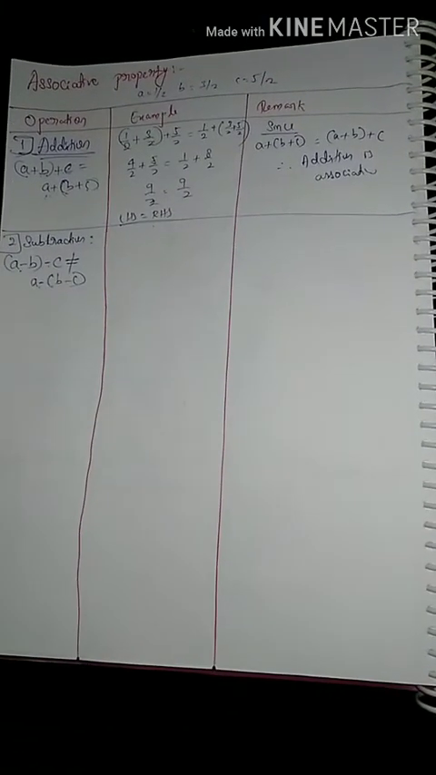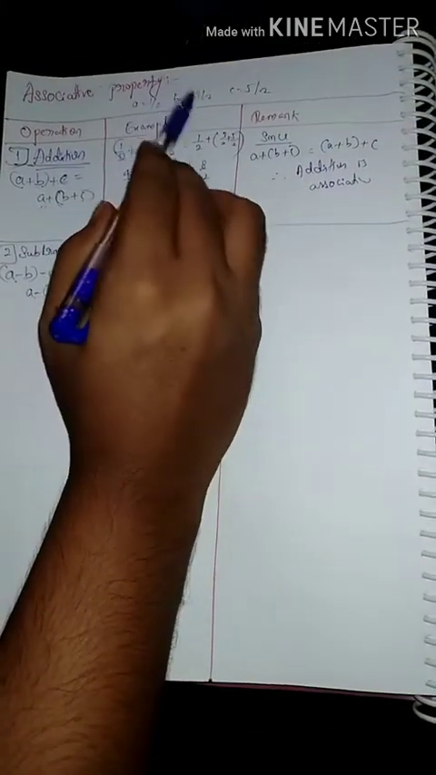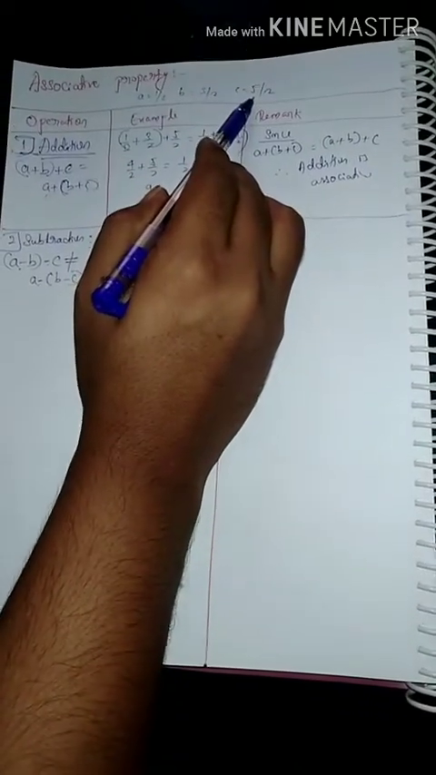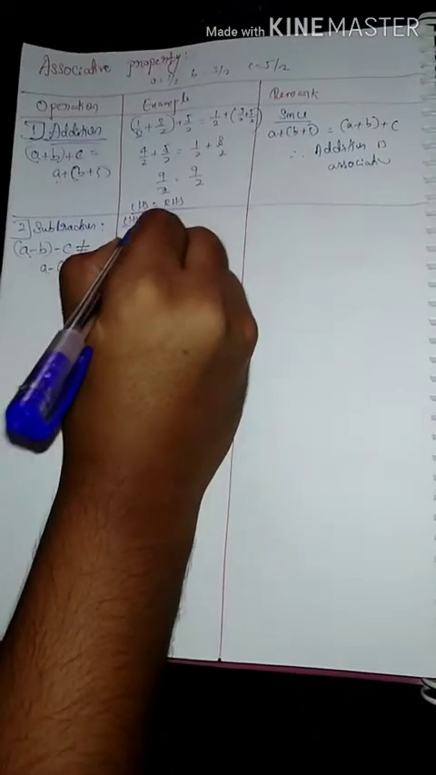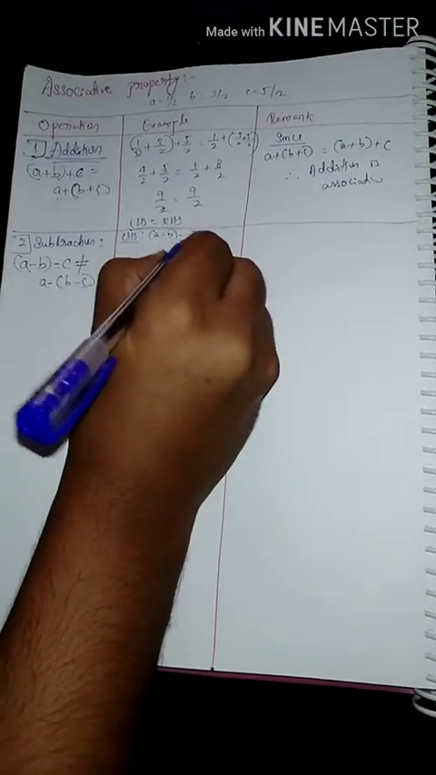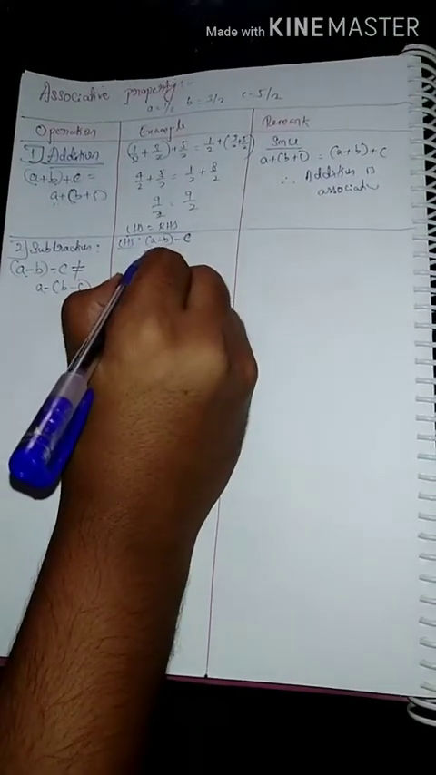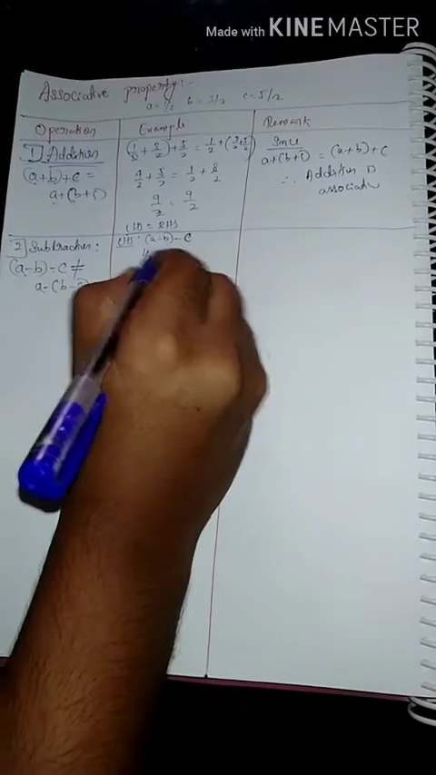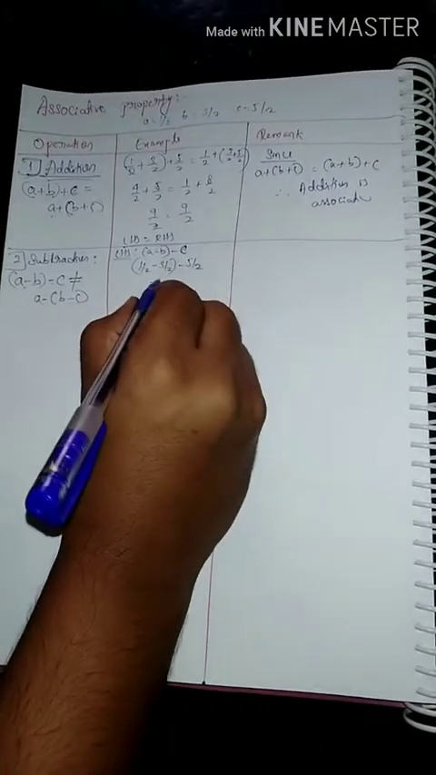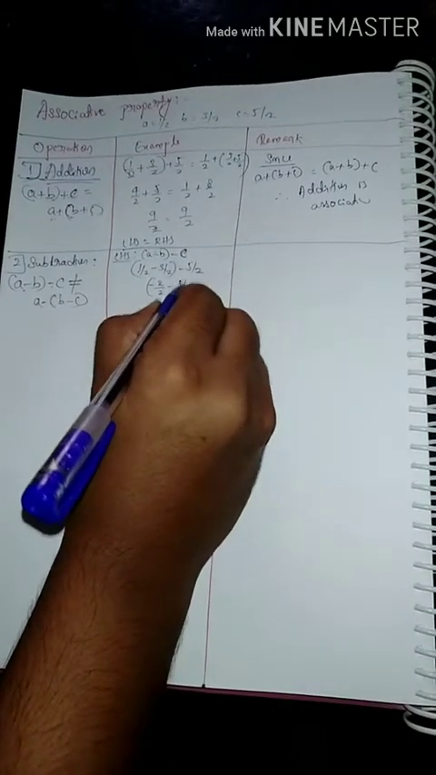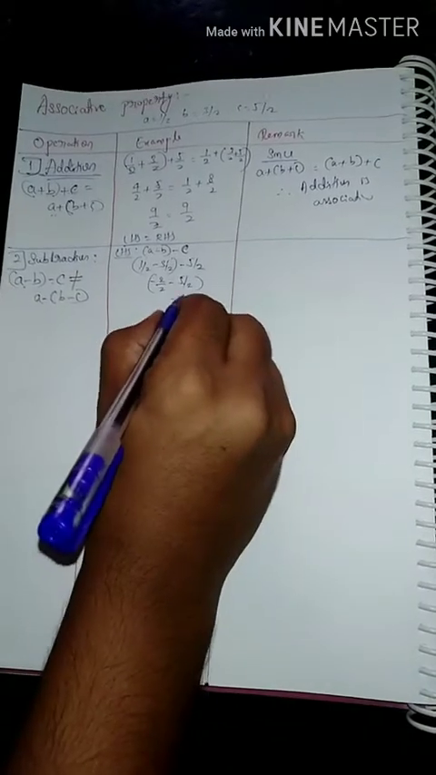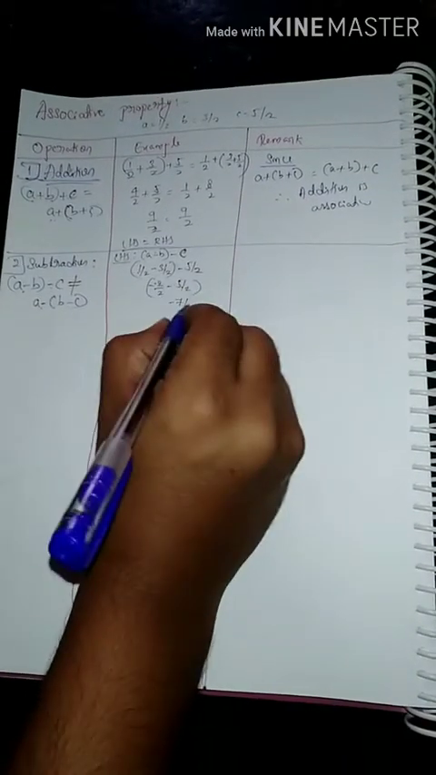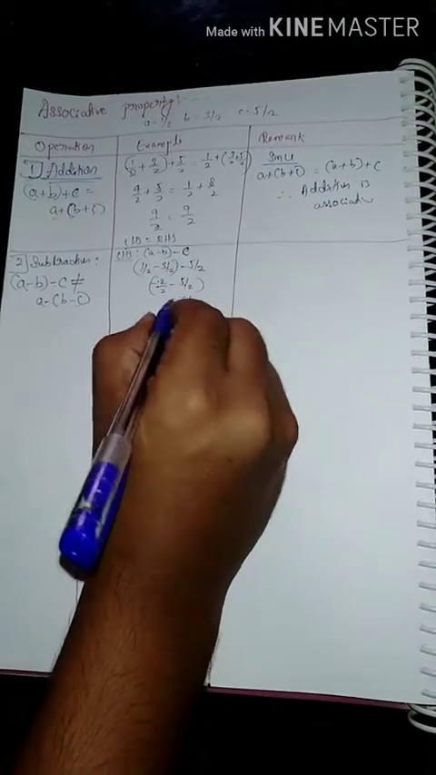So let us take one simple example. Again a is equal to 1 by 2, b is equal to 3 by 2 and c is equal to 5 by 2. So LHS first, LHS is (a minus b) minus c. A is 1 by 2 minus 3 by 2 minus 5 by 2. 1 by 2 minus 3 by 2 is minus 2 by 2, minus 5 by 2, minus 7 by 2.